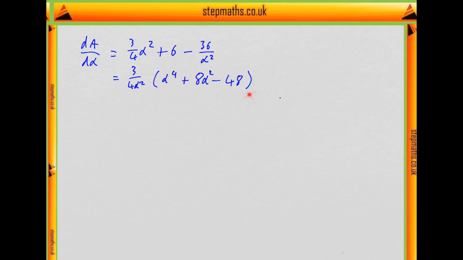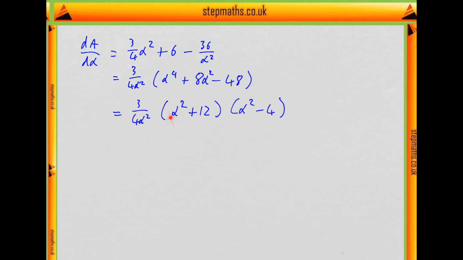And now it would be nice if we could factorise this, because then it's easy to set equal to 0. Bear in mind alpha is positive, because in the question we were told x is between 0 and root 12. So we're looking at the right hand side of the quadratic that looks like this, and it starts at x equals 0 and then it reaches the x-axis at x equals root 12. So we're just looking for alpha to be positive. So this is not going to be a problem. We just want to factorise this and hope we can get a root.